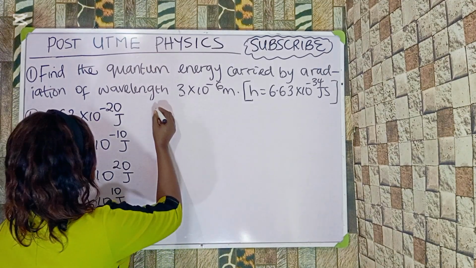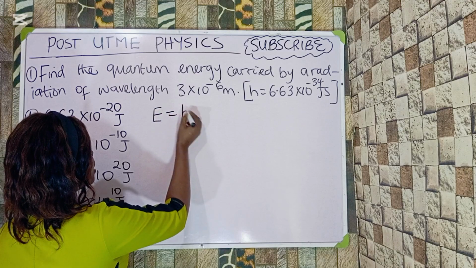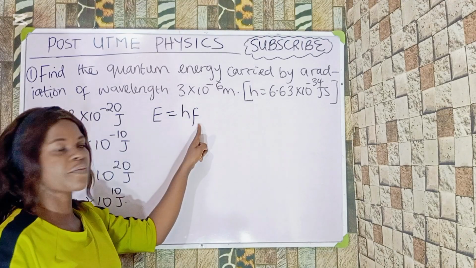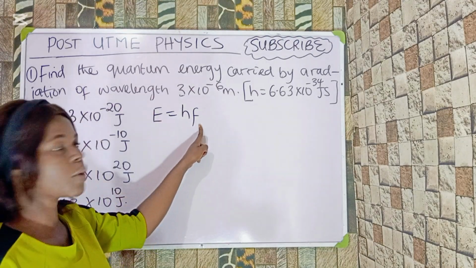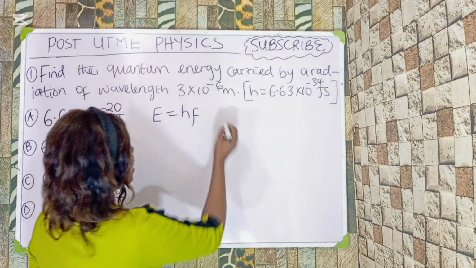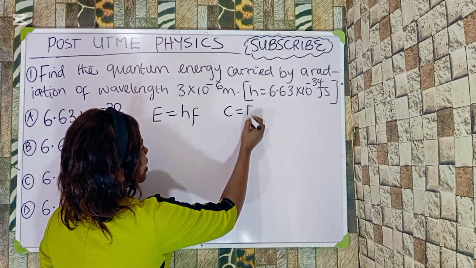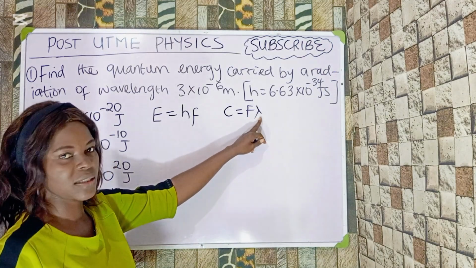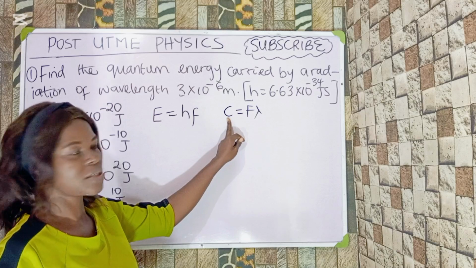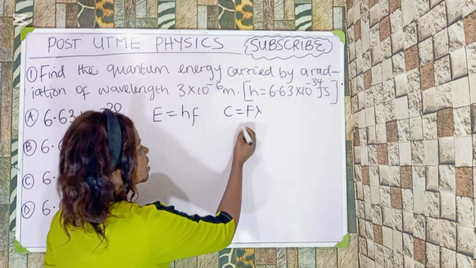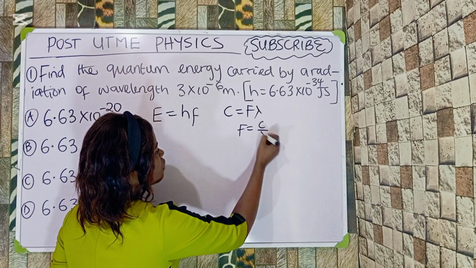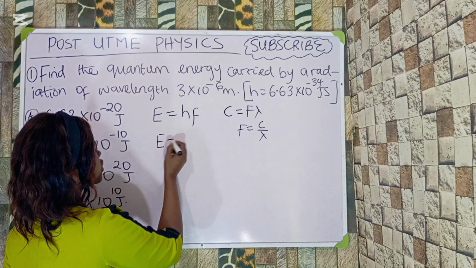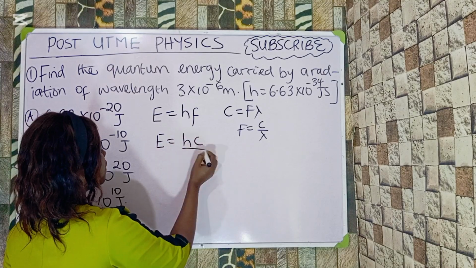Alright, so there is a relationship. The quantum energy is equal to h f. Now, what is this? This is the Planck constant, and this is the frequency of the emitted photon. This frequency is gotten from the speed of light, and the speed of light, c, is equal to f lambda, right? Because we already have the wavelength and we need the speed of light, we make frequency the subject by saying that f is equal to c over lambda, right? Now we replace it here. We have E, which is the photon energy, to be h c over lambda.